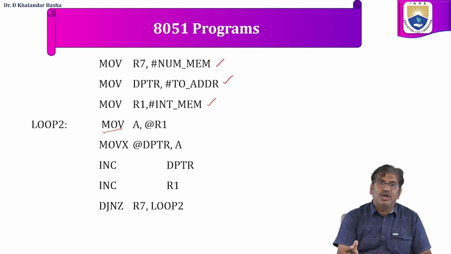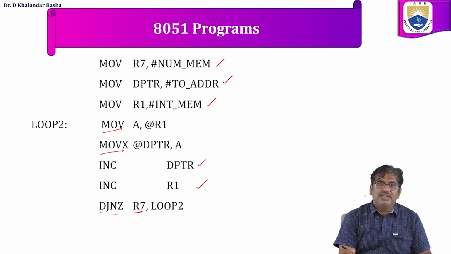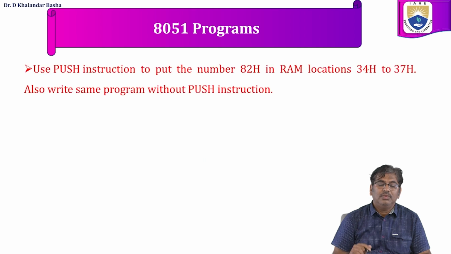Now the accumulator contents we have to move to the external memory. For that we use the MOVX instruction to the address pointed by DPTR: MOVX @DPTR, A. As one data transaction is done, we have to advance to the next memory location. So we will increment both DPTR as well as R1. For each data transfer, the count in R7 will be decremented by 1, and the loop will be iterated until the count in R7 is equal to 0. If it is 0, the condition fails and it will come out of the loop.